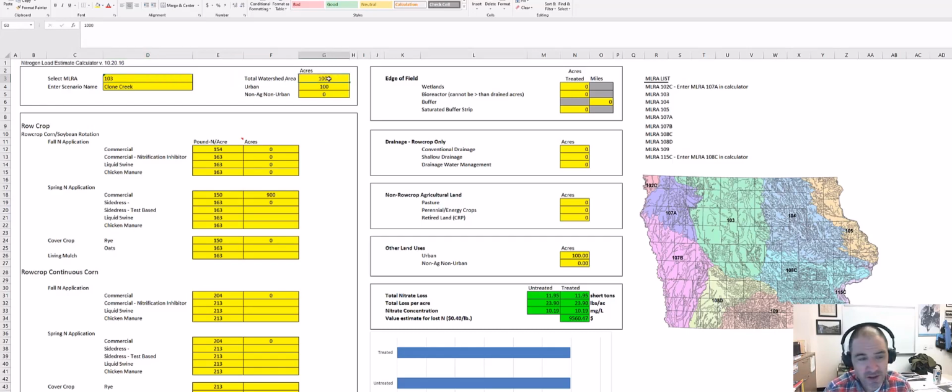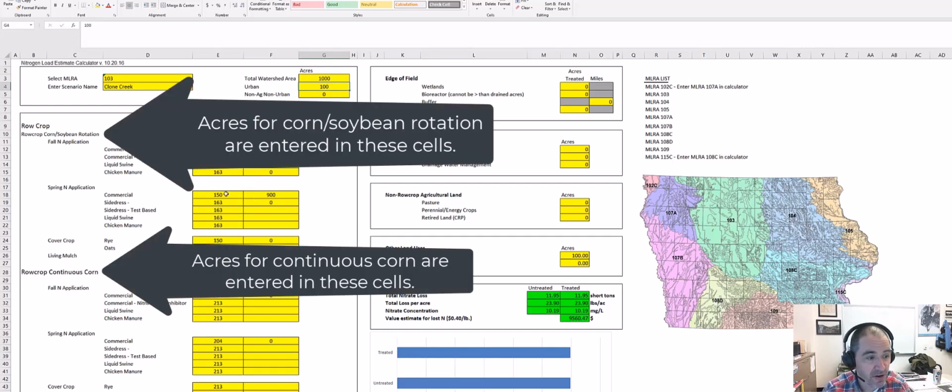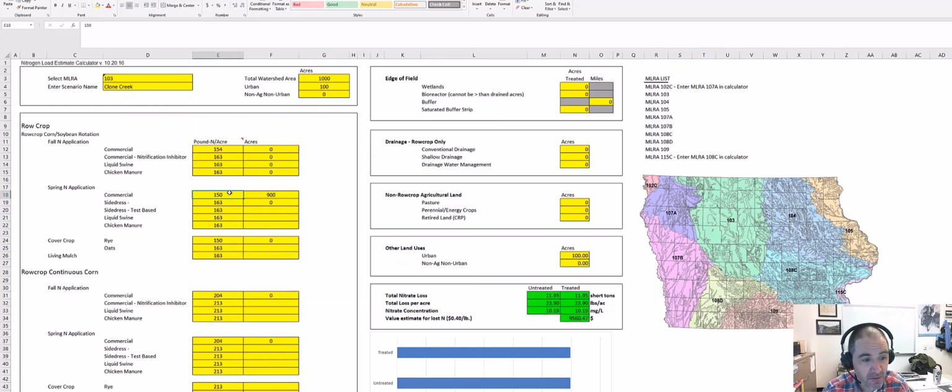You can put in your watershed size. I'm going to put in my 1,000-acre watershed with 900 of that in agriculture and 100 in urban. And then of those 900 in ag, we can divide that up with any combination of practices that we want to look at. So my baseline scenario I'm going to look at is 900 acres of a corn soybean rotation with 150 pounds of N per acre.